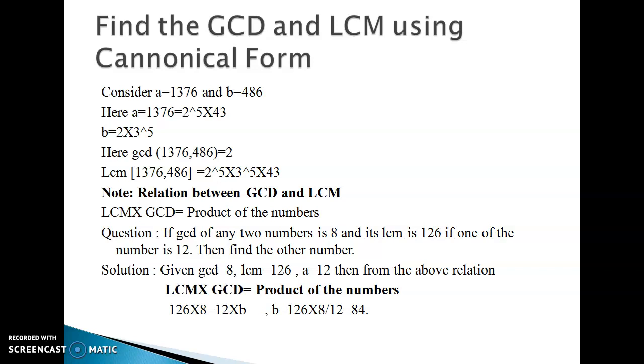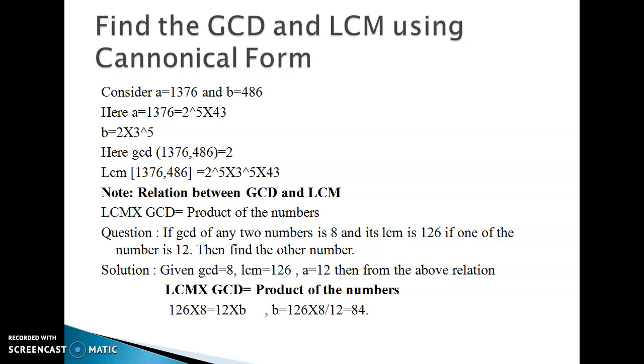And LCM is equal to the highest power of 2, here 2 to the power 5, 3 to the power 5 and 43, which is not common. All together we have to consider. So, I have taken it as 2 to the power 5 into 3 to the power 5 into 43.